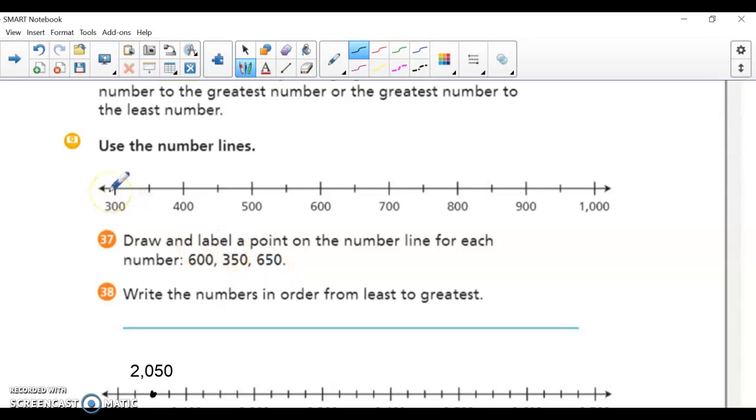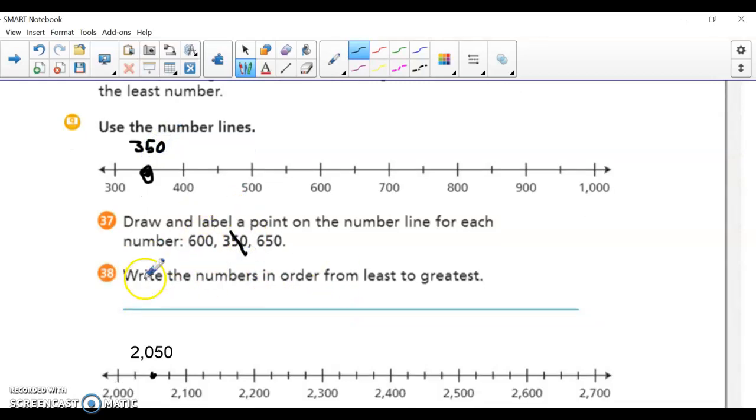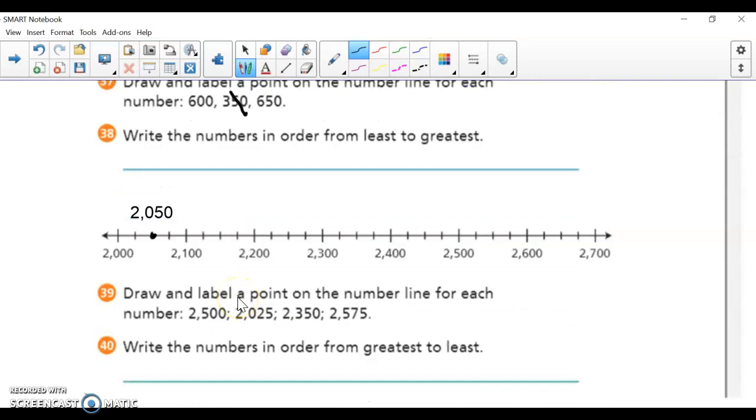If you look, you have every 100 is marked on the number line. Well, these halfway points then, what are those going to be? So this would be halfway in between 300 and 400 is 350. So this is where I would label 350. Okay, I got that one done. Go ahead and label the other parts and then write them in order down here.